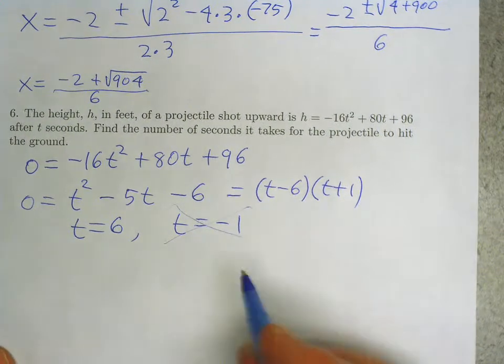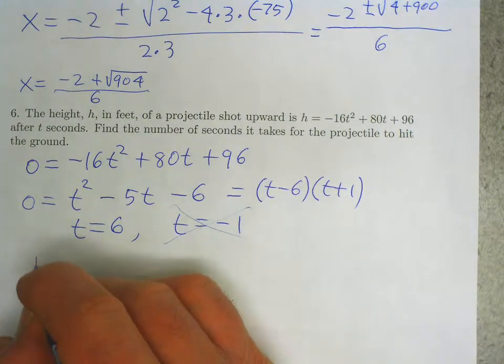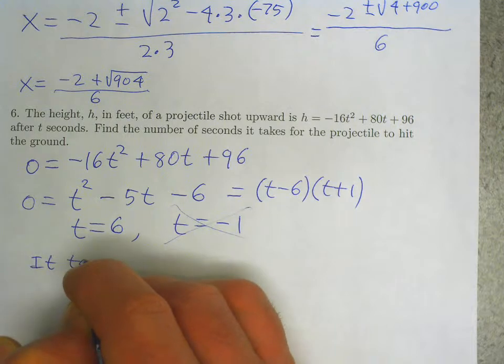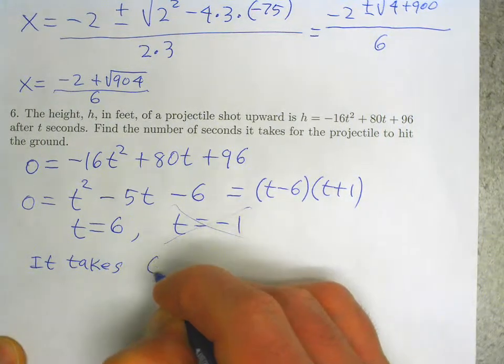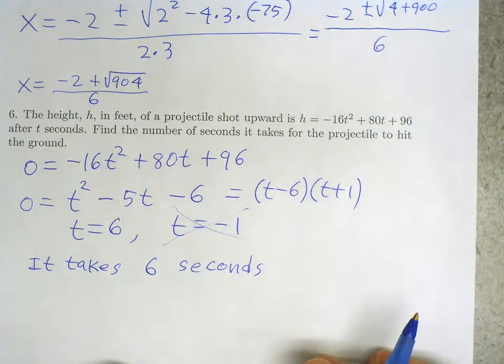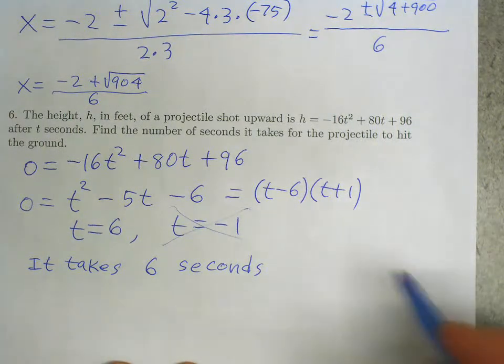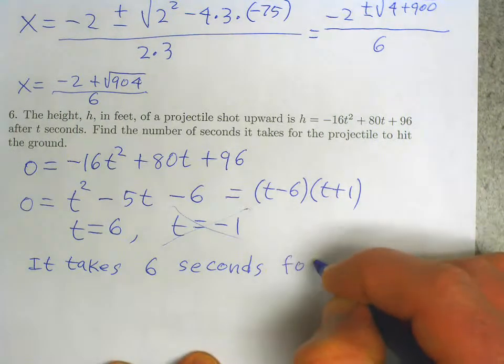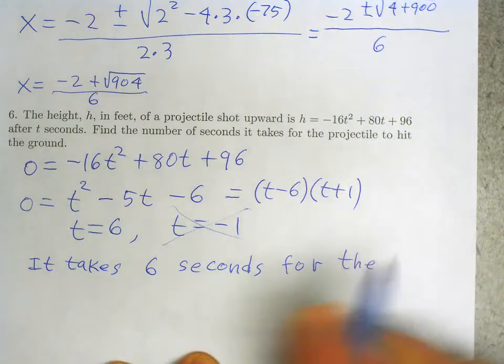So you can summarize this by saying it takes 6 seconds after being fired for the projectile to hit the ground. So it takes 6 seconds for the projectile to hit the ground.